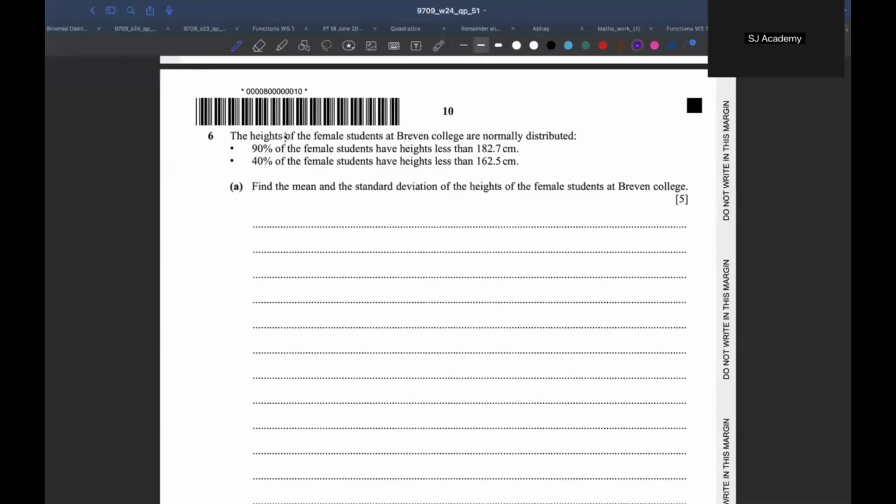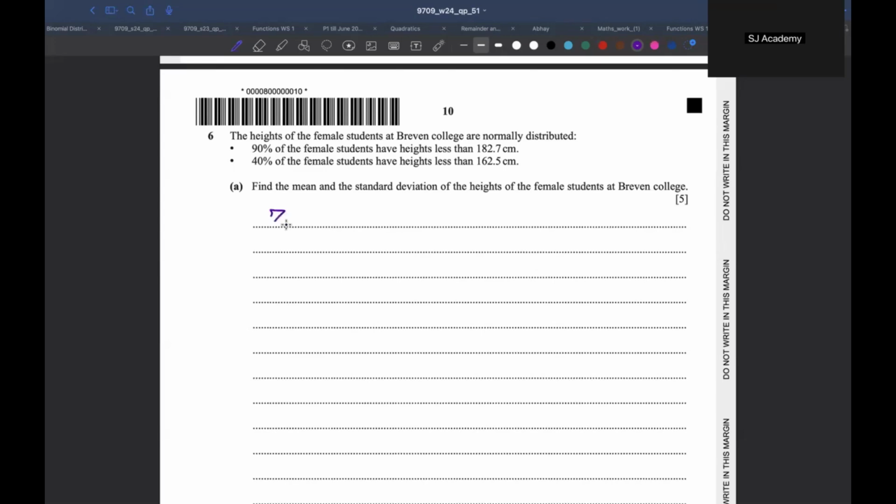So in question 6, it says the heights of females at Briven College are normally distributed. 90% of female students have heights less than 182.7. 40% of the female students have heights less than 162.5. We have to find the mean and standard deviation.